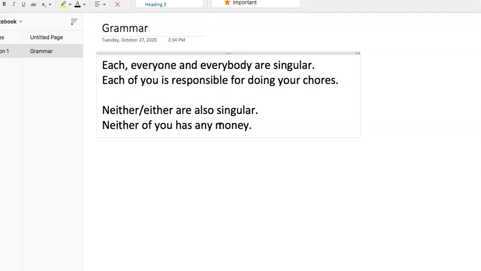So these are two important concepts that people pretty commonly get tripped up on. And because of that, we want to be familiar with the fact that they're singular.